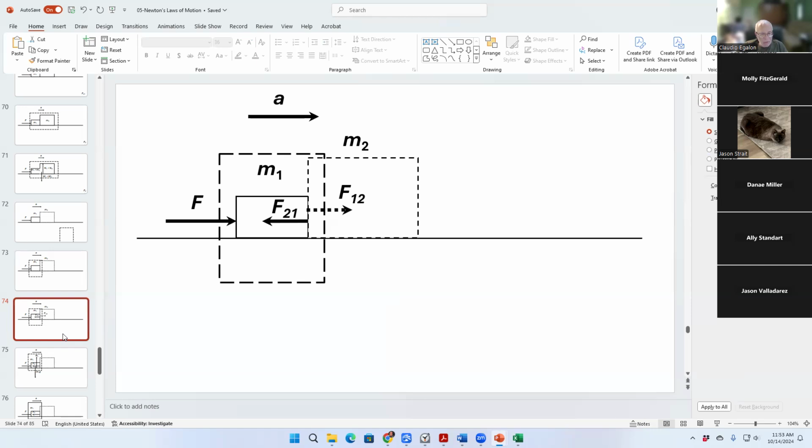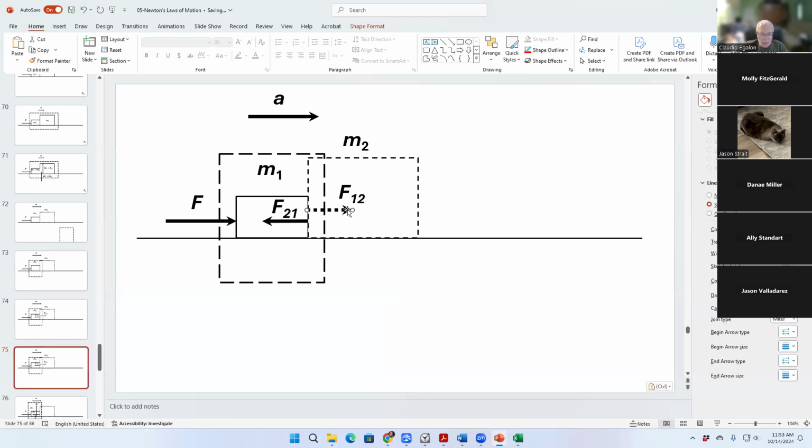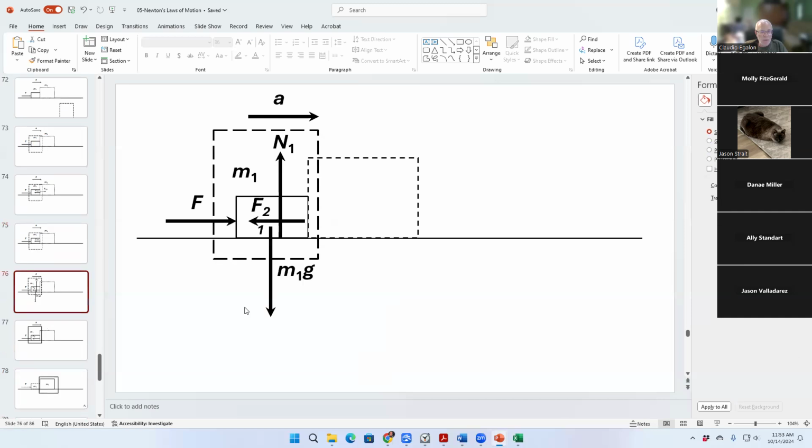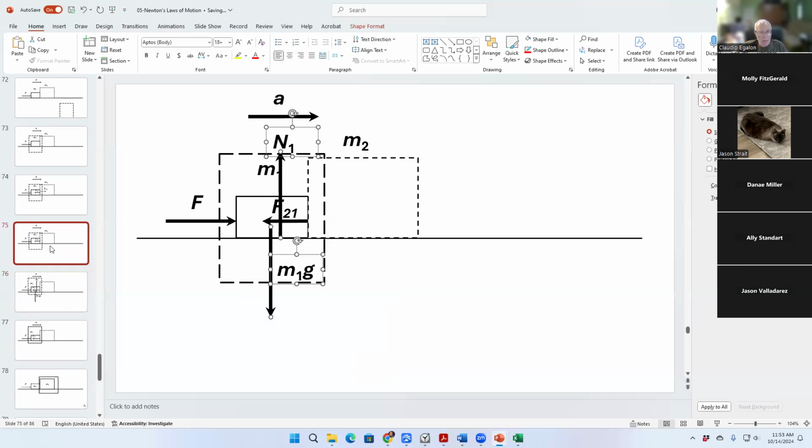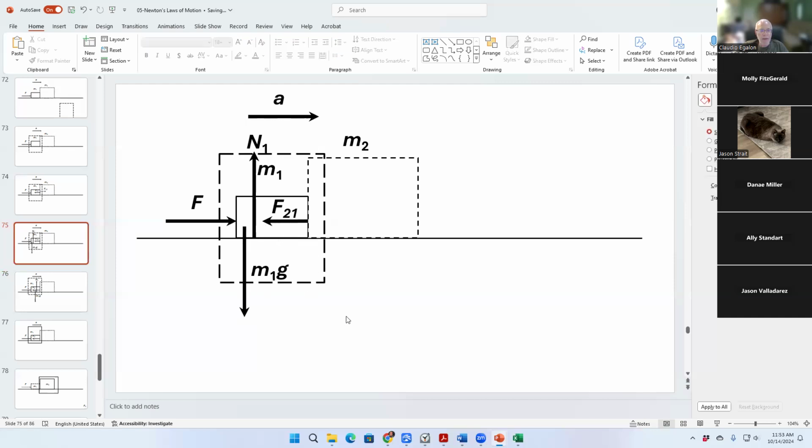Next, I'm going to eliminate this one here because we're looking just at the forces applied to 1. We have 2 more forces, the normal and the weight. But those 2 forces are not going to affect the acceleration. Okay, so here you go. I'm going to move it to the left, right? Like that.